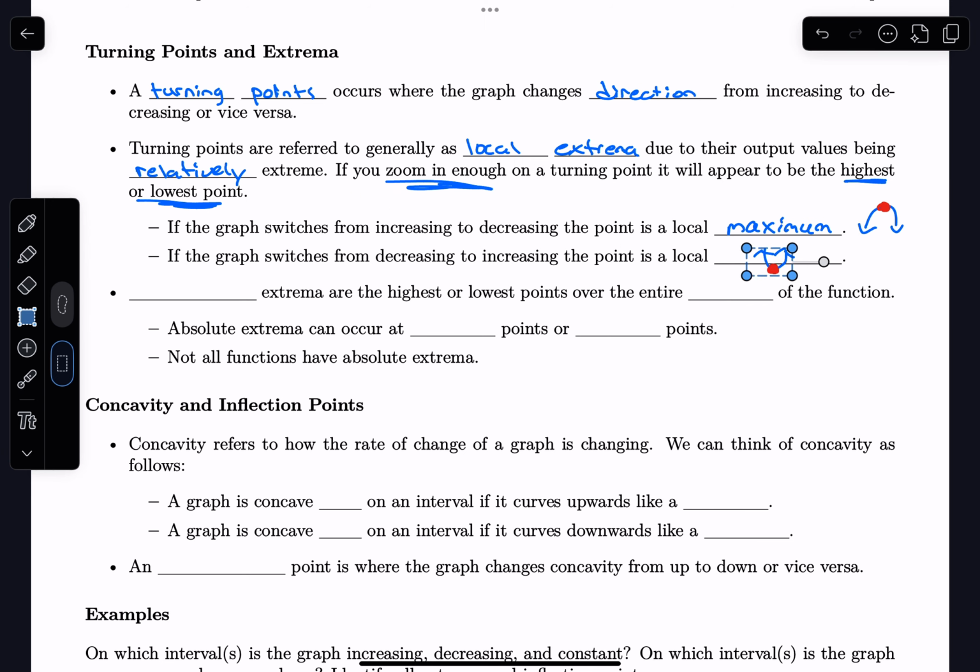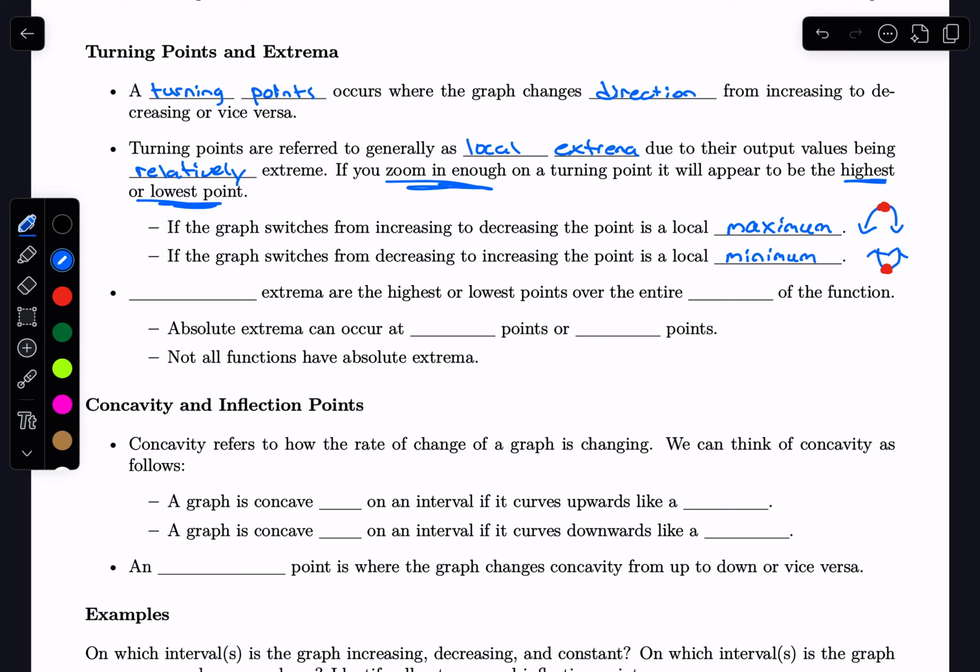If instead the graph switches from decreasing to increasing, then that point is going to be a local minimum. And so notice that that one goes down and then it goes up. So decreasing to increasing creates a little valley at the bottom. So those are local extrema or turning points.